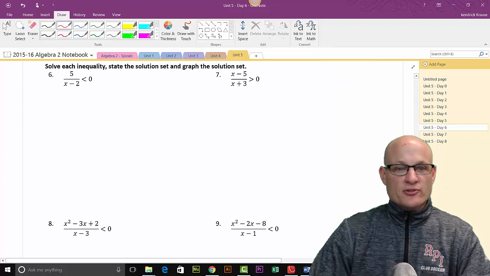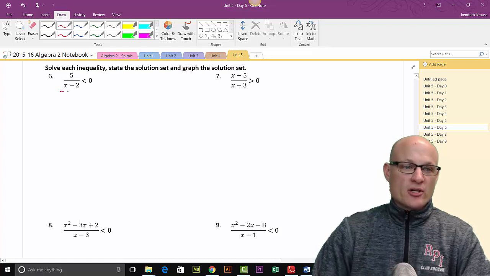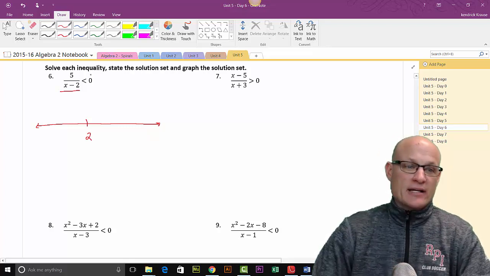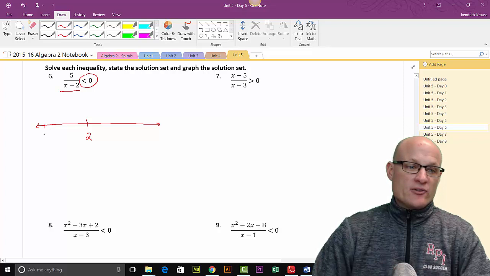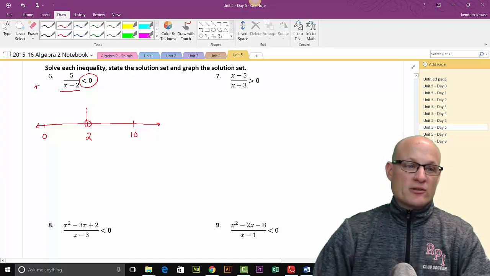In each case, state the solution set and graph the solution set. Our only critical number here is 2. As I look at my number line, I'm going to put the number 2 on here, and I need to know whether I go to the right or to the left. I want negative, so let's try 0 and let's try 10. By the way, open circle, since I don't know yet if I'm going left or right. If I plug in 0, I get 5 over 0 minus 2, which is positive divided by negative, which is negative.